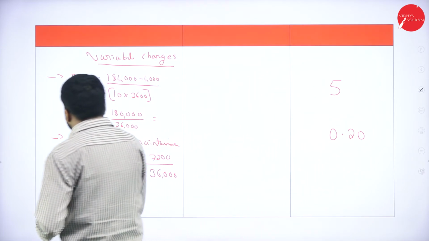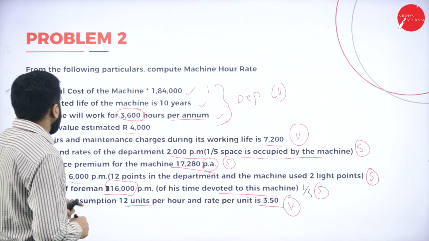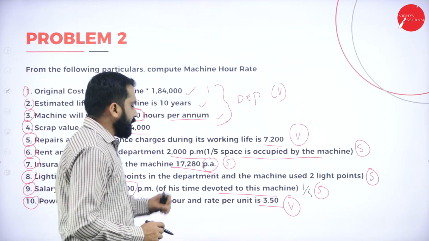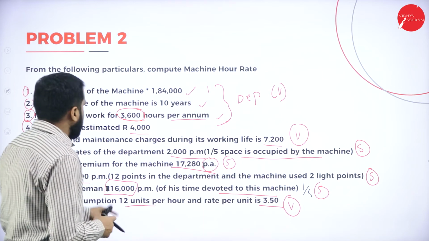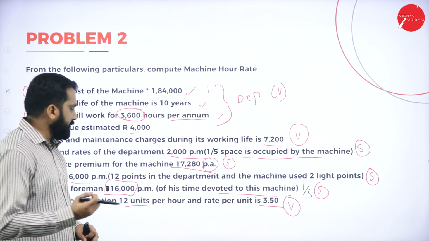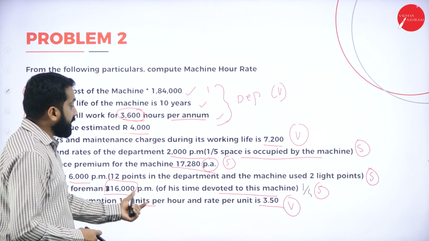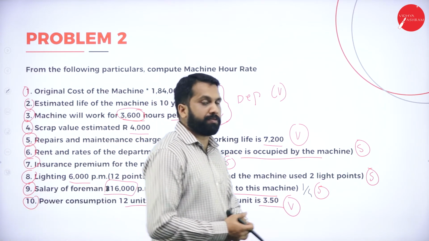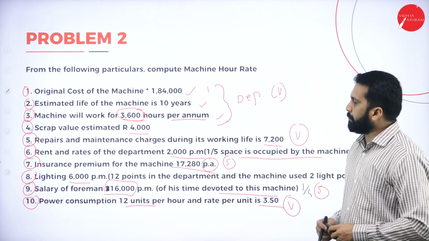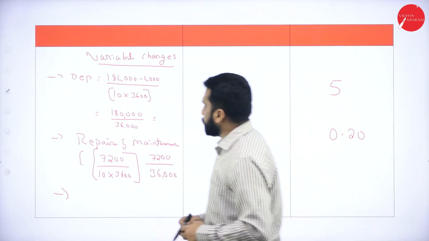Now, last one. What is the last one? Power consumption. 12 units per hour is used. Per hour only we need. And the rate per unit is 3.5. Easy. 12 units per hour. Per hour how many units do we use? 12. What is the price? 3.5. It will be power consumption.